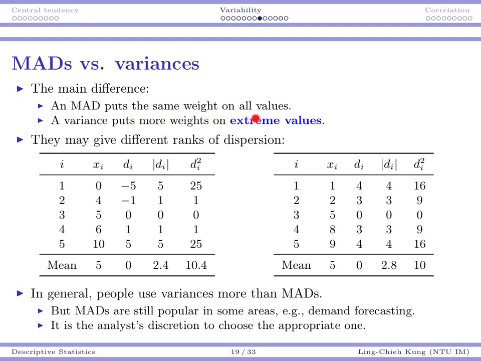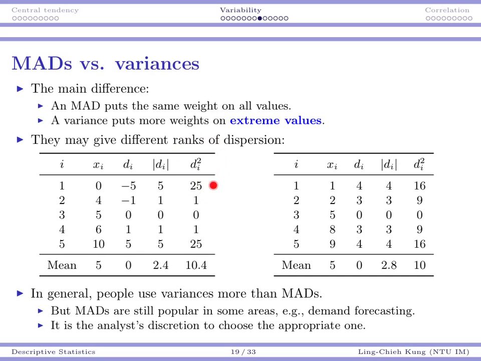MAD puts the same weight on all the values, while a variance puts more weight on extreme values. For example, here, when we see the 5 numbers, their deviations are -5, -1, 0, 1, and 5. Then the absolute deviations are 5, 1, 0, 1, 5. And when we calculate MAD, each of these numbers has the same weight, so that gives us 2.4.